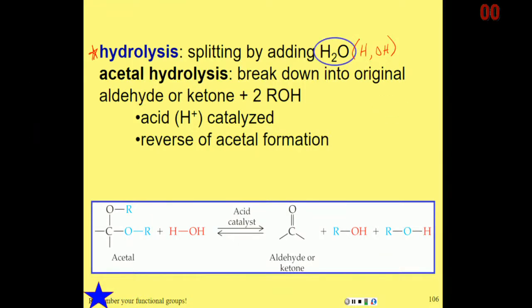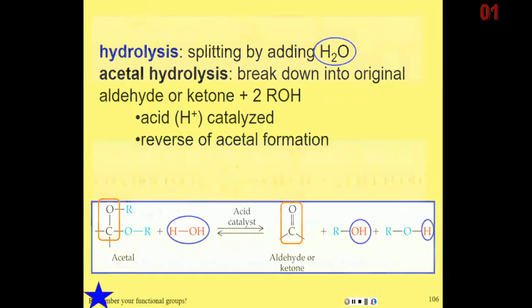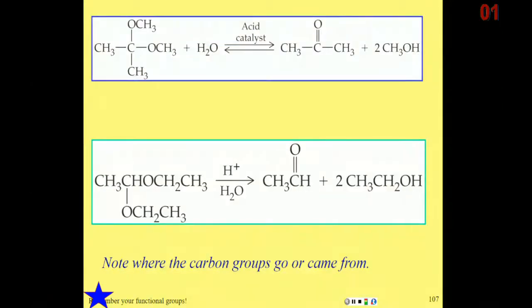So the water molecules that are being used here are going to turn into OH and hydrogen on parts of your alcohol products. And hopefully you can see that the carbon and oxygen from the acetal carbon itself become an aldehyde or ketone. And then the R groups from the two ethers are the R groups of the alcohols that result as you hydrolyze the compound. All right, now let's look at some examples and see where the carbon groups go or where they come from.